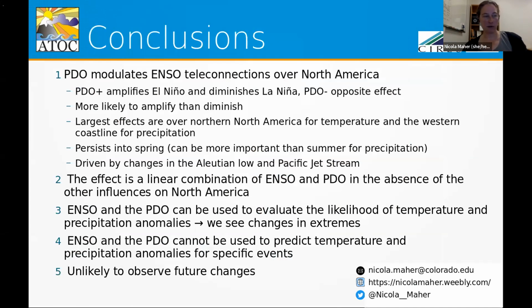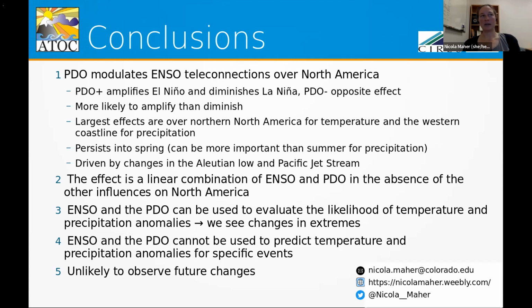Okay, so to conclude the first part of this talk, what have we found? We found that the PDO modulates ENSO teleconnections over North America. And basically what's happening is the PDO positive is amplifying El Niño and diminishing La Niña, with the PDO negative having the opposite effect. I didn't go into this in the talk, but it's actually more likely to amplify than diminish because you have more occurrences of El Niño in a positive PDO than a negative PDO. And this comes back to the fact that the two modes are not completely independent.